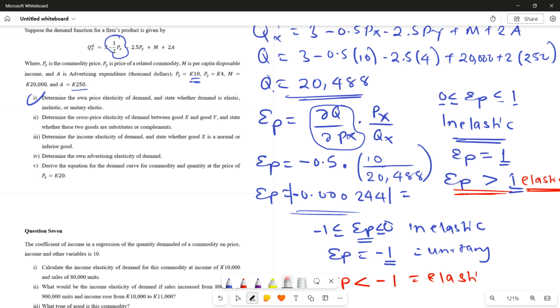10 divided by 20,488, it's giving me something like 4.88. Then it's raised to the power times 10 to the power negative 0.4. Is that what you're getting?